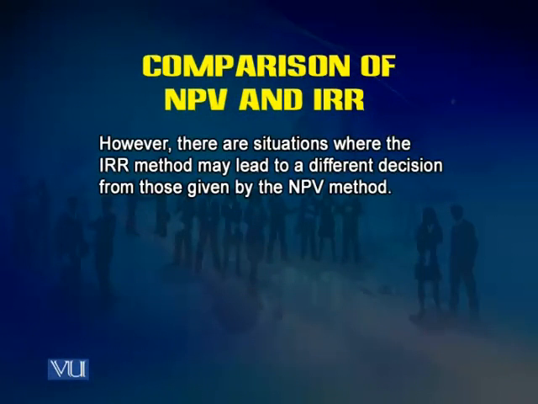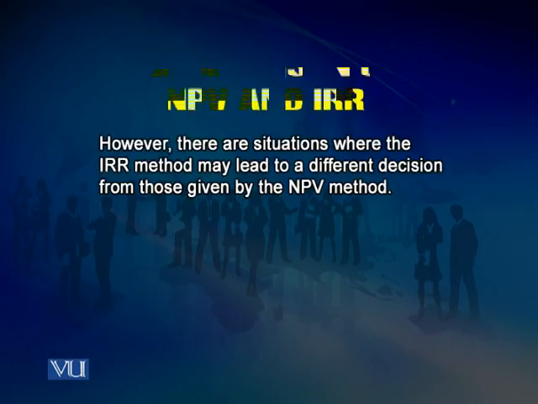However, there are situations where the IRR method may lead to a different decision from that given by the NPV method. The additional thing we are saying here is that this applies where the projects are independent. Now, what does it mean? The projects are independent of each other. That means you are making the decision on one project only. It is not dependent on the decision of any other project. So here is the project, you want to decide whether or not you should accept.